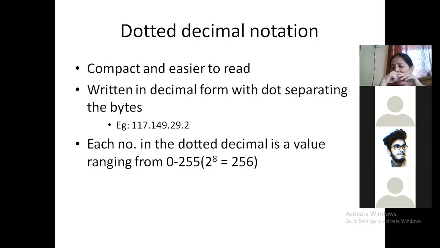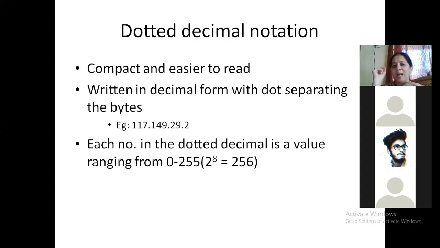Why 0 to 255? Because total 32 bits. So total 32 bits we are dividing into 4 parts, means every part is having 1 byte. 1 byte means 8 bits, means 2 to the power of 8. That means how many values we can have in 1 byte? 256. 2 to the power of 8 is equal to 256. So the maximum value will be in the range 0 to 255. If you start from 1, it will be up to 256. But if we start from 0, it will be up to 255. So each number in the dotted decimal is a value which is ranging between 0 to 255.